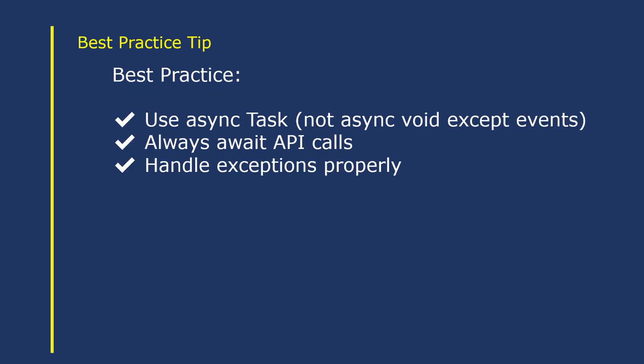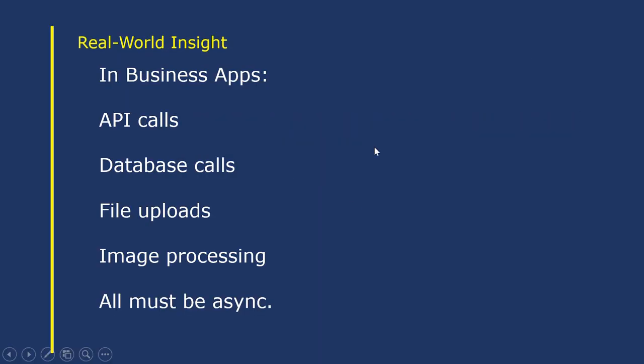In real-world business applications, almost every external operation should be asynchronous. This includes API calls, database operations, and file processing. To understand the difference, simulate a delay in your method and observe how the UI behaves with and without async.